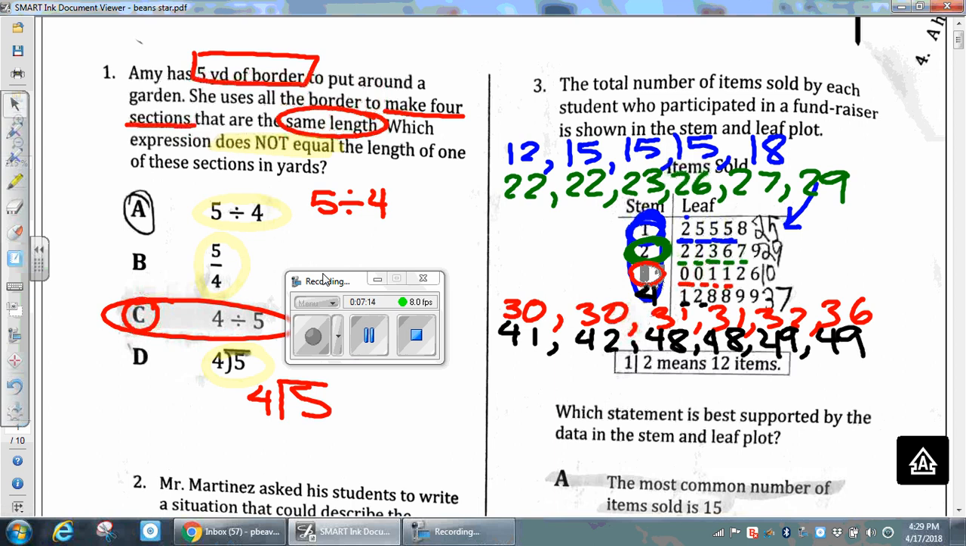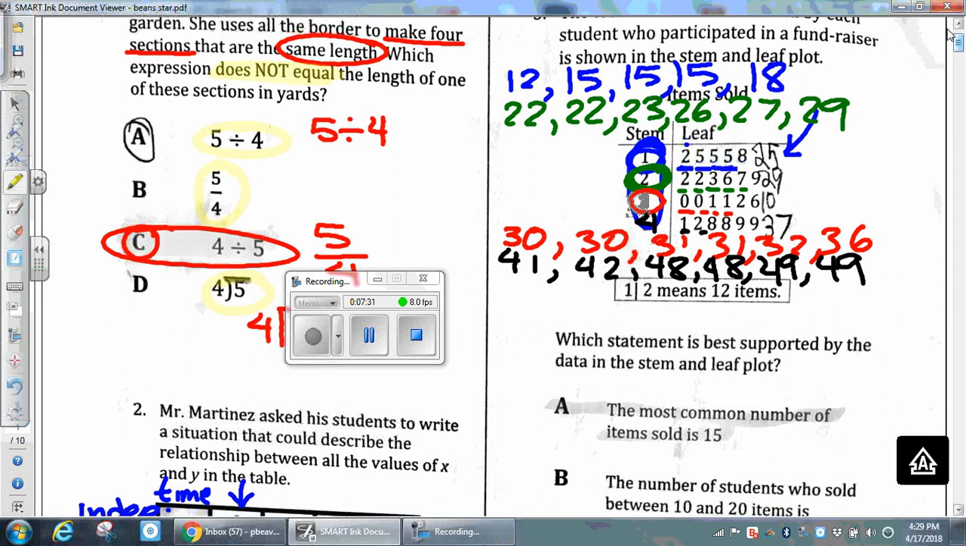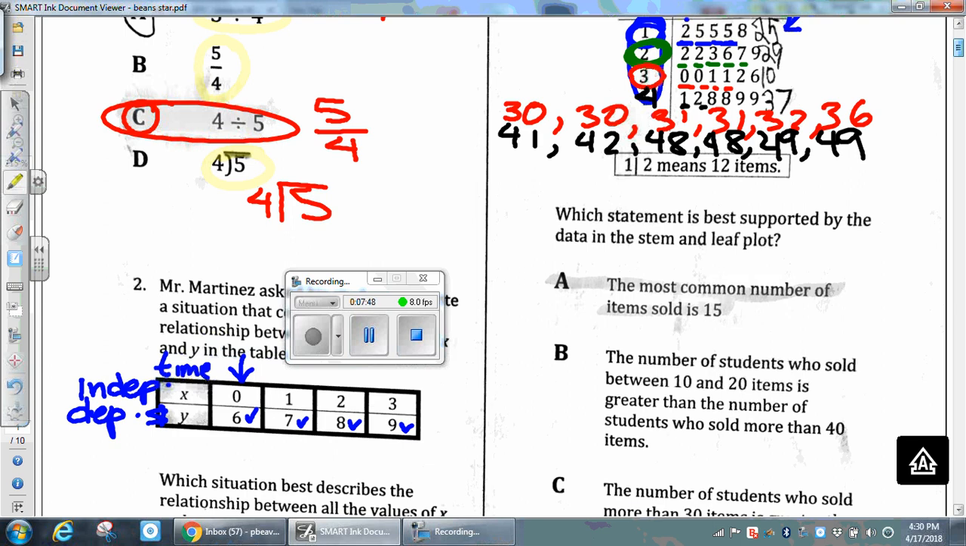So now the question is, which statement is best supported by the data in the stem and leaf plot? And so answer A, or choice A, says that the most common number of items sold is 15. And so that's because 15 is occurring 3 times. So we could see it here. And also we could consider that the mode, the one that occurs more often. All the other numbers repeat, but they only repeat once. So you have it once or twice. And 15 is the only one that occurs 3 times.